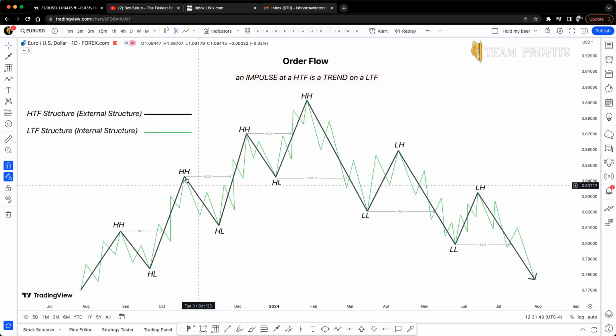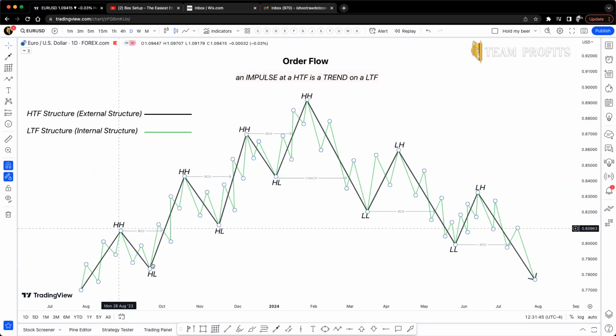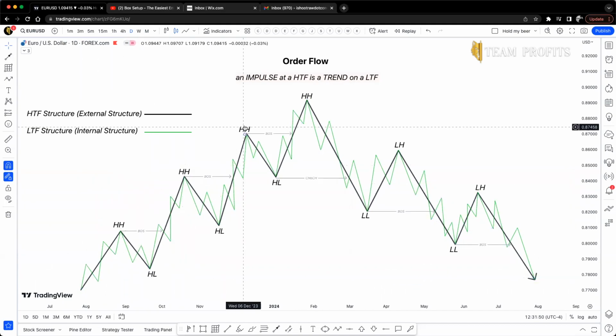In this case, you can see the black line is the external structure. We have higher highs, higher lows, higher highs, higher lows. That's the black line, the higher time frame external structure. The green line is the lower time frame, which is internal structure.